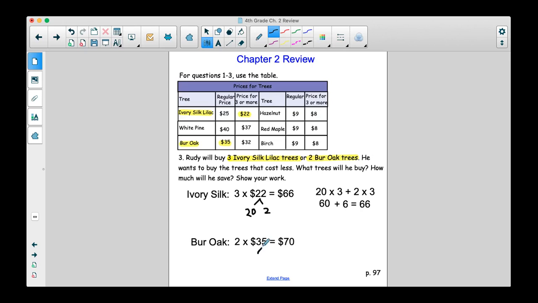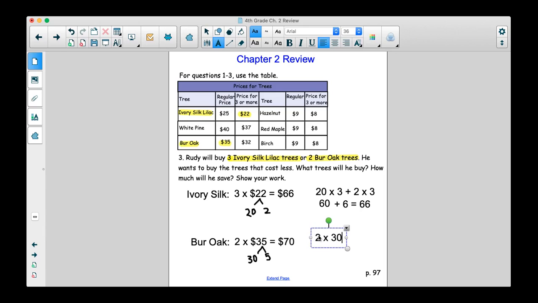Okay, so I still like to split numbers apart into the distributive property. So I'm going to go 30, I'm going to go 5, and I'm just going to go 2 times 30, and then 5 times 2. Or 2 times 30 and 2 times 5. How about that? I'll keep it in order. 2 times 30 plus 2 times 5.